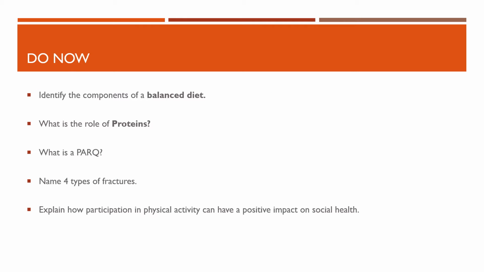First question, identify the components of a balanced diet. Question 2, what is the role of proteins? Question 3, what is a PAR-Q? Question 4, name 4 types of fractures. And question 5, explain how participation in physical activity can have a positive impact on social health. So pause me and then unpause me when you're finished and we will go through the answers.